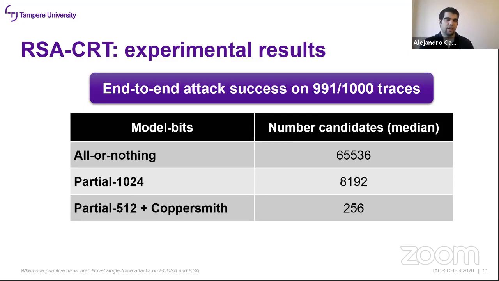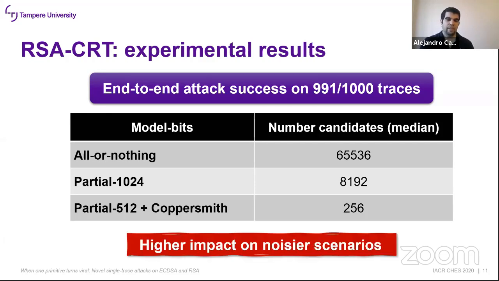In this table, we compare the different models with the number of candidates that we have to test until the solution. We see how the partial model requires fewer candidates than the all or nothing one. Of course, these numbers are inside the practical domain for testing all of them, but the partial model has more impact where a noisier side channel is used.